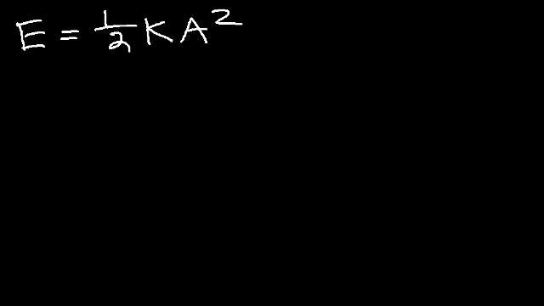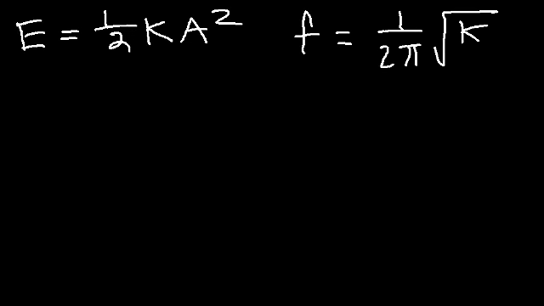If you recall from the simple harmonic motion of springs, the total energy of the system is 1/2 times the spring constant times the square of the amplitude. In addition, the frequency of a spring is 1 over 2 pi times the square root of the spring constant divided by the mass. Now we can use these equations because these equations describe simple harmonic motion, which behaves like a wave.